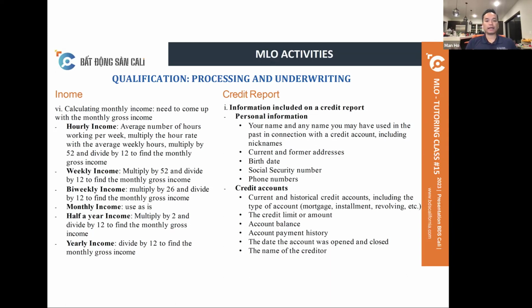So that's how you verify and process the income side. What about the credit report? What information is included on the credit report? Personal information: name, any past connection with any credit account, any nickname that you use, current and former addresses, current and former employers, birth date, social security number, and phone numbers.